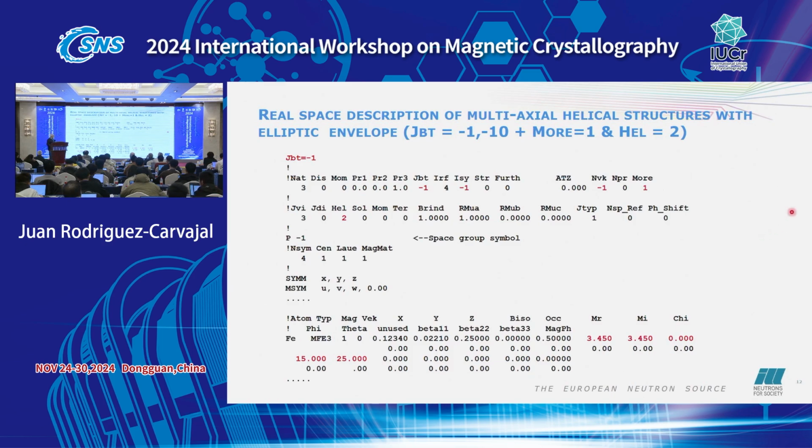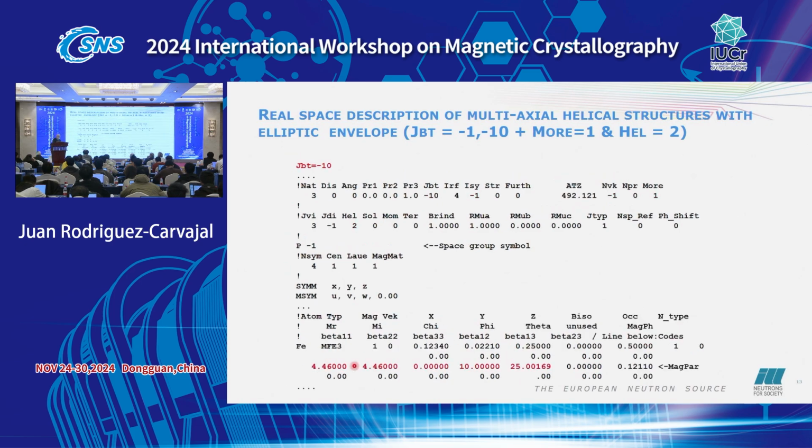See here, for instance, you see here the data. There are two values here. They are the same. It's a circular envelope for the helical structure, and here you have these numbers 15 and 25 here that correspond to angles of the normal to the helix plane. Well, this is the same, more or less.